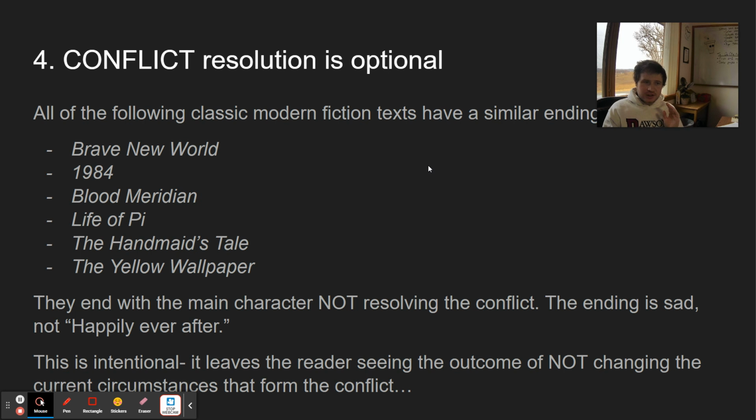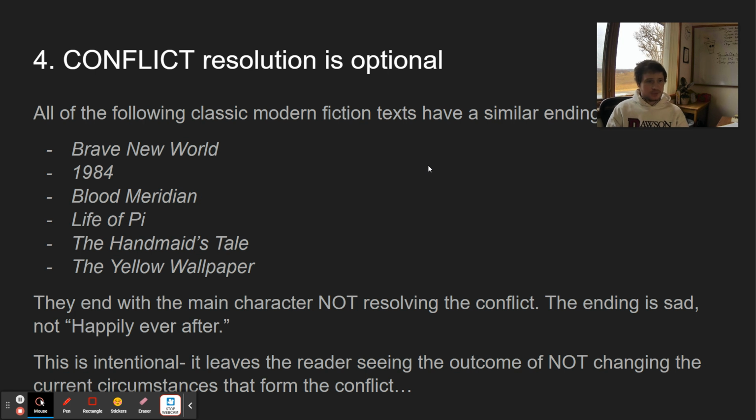Look at this list. Brave New World, 1984, Blood Meridian, Life of Pi, The Handmaid's Tale, The Yellow Wallpaper. These are six of the most famous modern fiction stories written recently. I guess 1984 and Brave New World technically are sci-fi. But anyway, I guess Blood Meridian's historical. I have some bad examples, you guys. I'm realizing that right now.